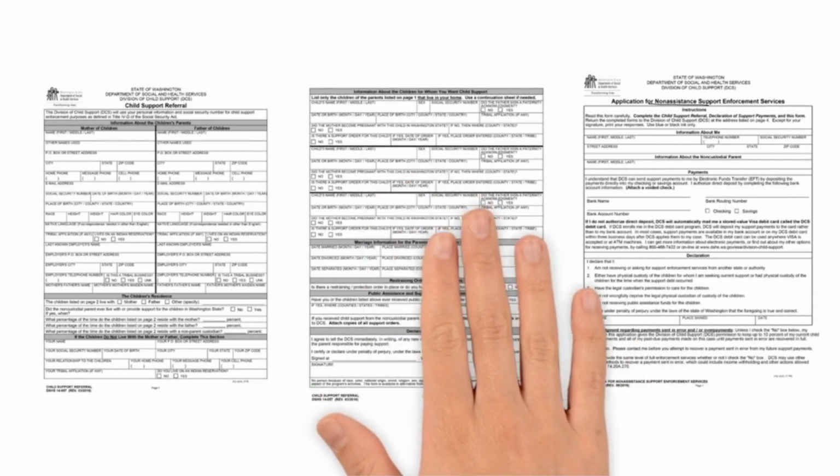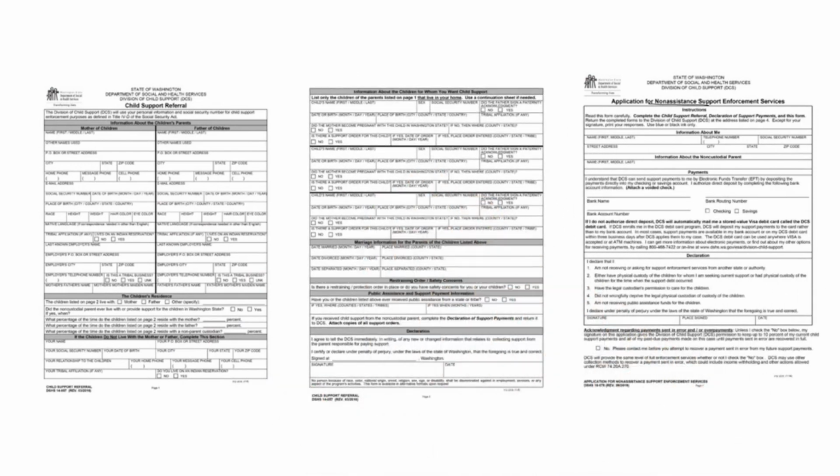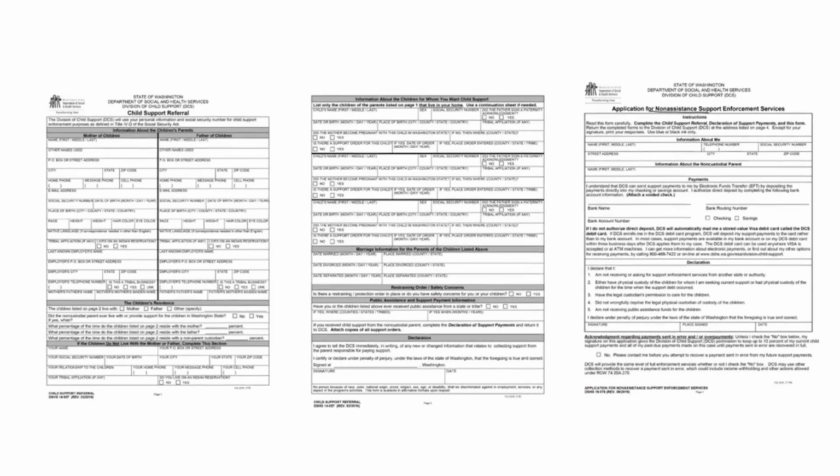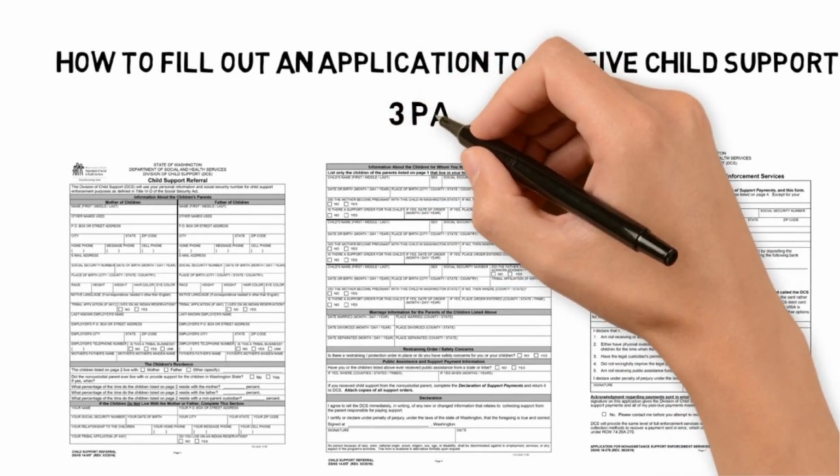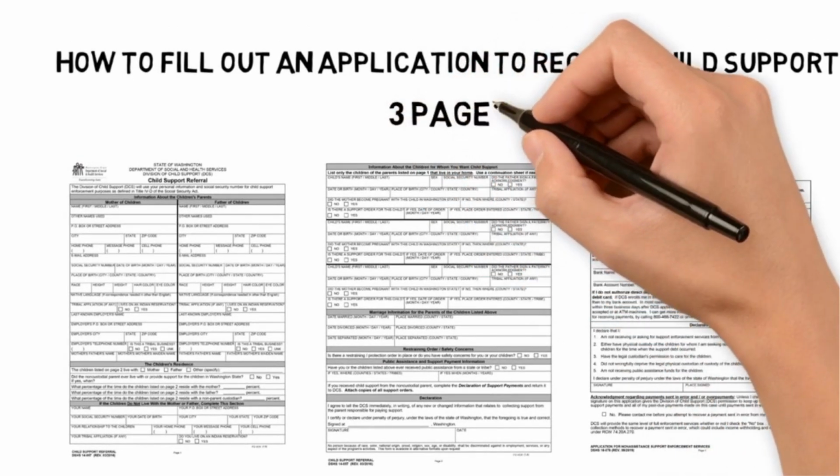But let's put this form aside for the moment. While the application is the bare minimum to open a case, we need more information than that to get started. Whatever additional information you can provide will significantly speed up the process of establishing and enforcing child support. To help with this, there are 2 additional pages called the Child Support Referral. Again, these are not required to open a case, but having them completed will speed up the process.